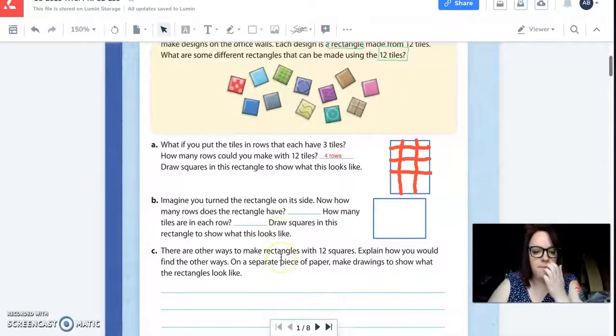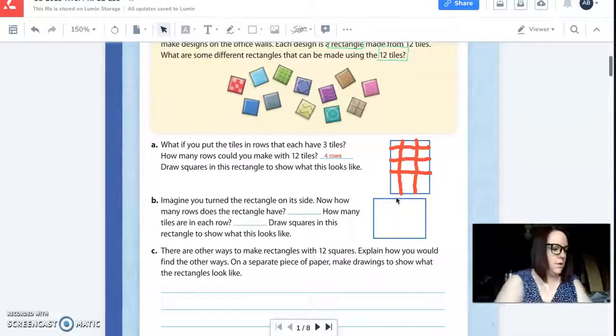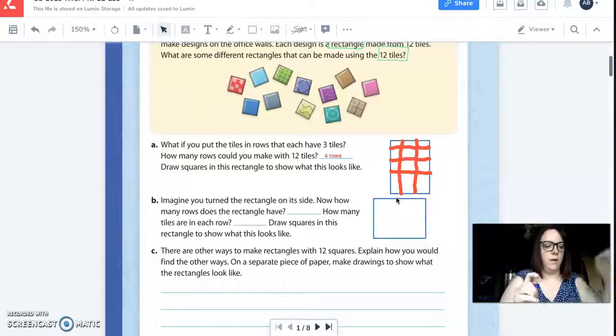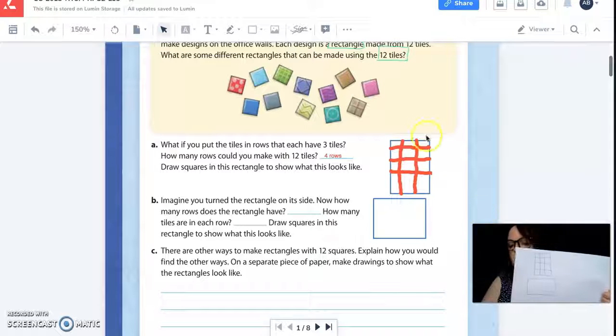Draw squares, we already did. Okay, letter B. Imagine you turned the rectangle on its side. How many rows does the rectangle have now? Okay, so we need to take this whole thing and we need to turn it. So I'm actually going to show you on a piece of paper because it's a little bit difficult to do it on there when I can't actually turn the shape. Okay, so we had 3 in each row. We had 4 rows. Okay, so I just drew basically what we drew here.